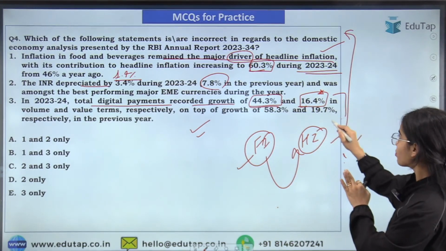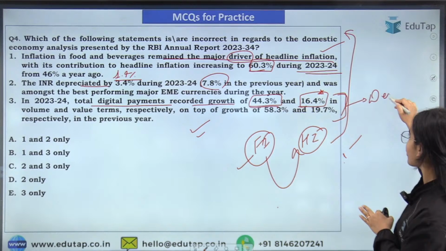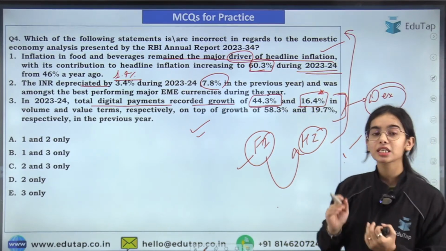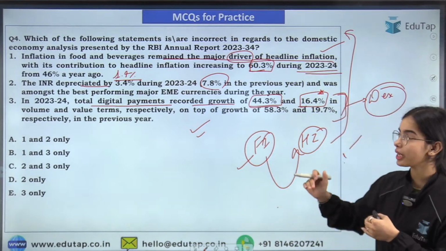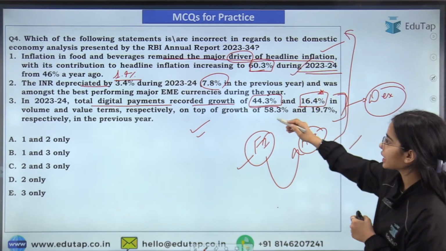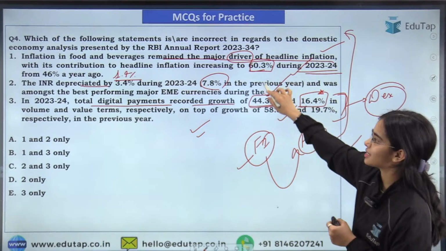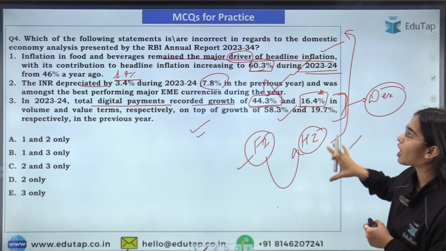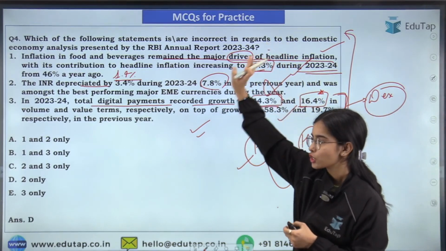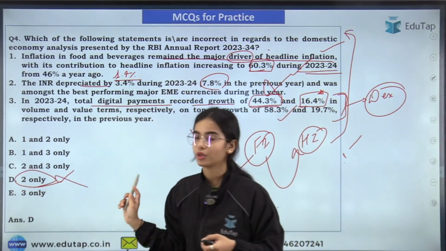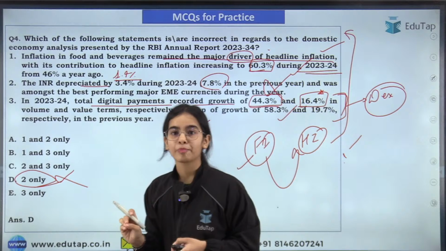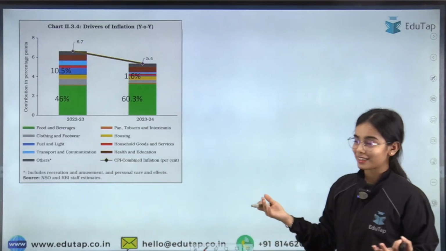See, this is more important from the descriptive point of view. You can use these data points in your descriptive writing. Okay, so the first statement is correct, the third statement is correct, only the second statement is wrong, and here you have to find the incorrect statement. So D is the right answer because only the second statement is wrong. Understood? Everyone has given the right answer. That is good to see.